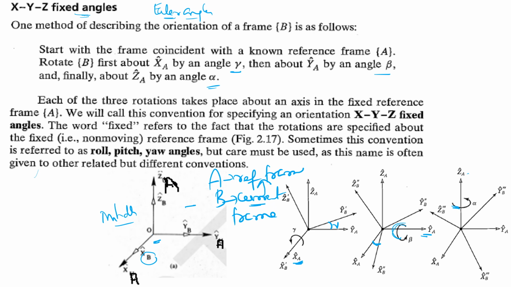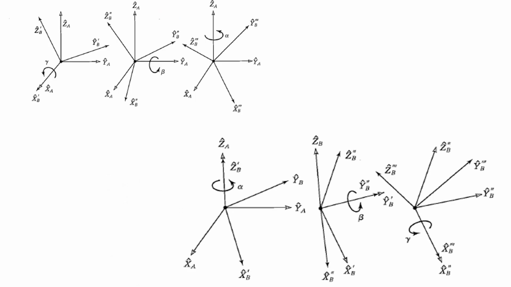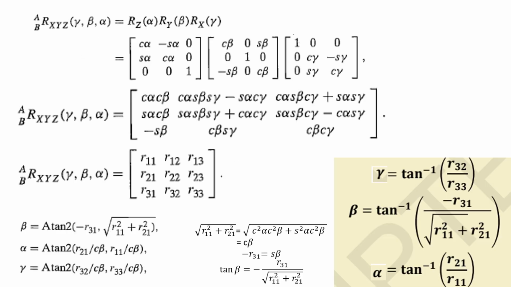So when you rotate the new frame, the B frame, with respect to the reference frame, that is called fixed angles. Euler angles is the other way around: whenever you rotate the current frame with respect to the current frame itself, not with respect to the standard frame. So this is for fixed angles.